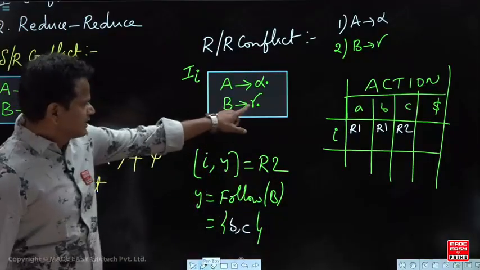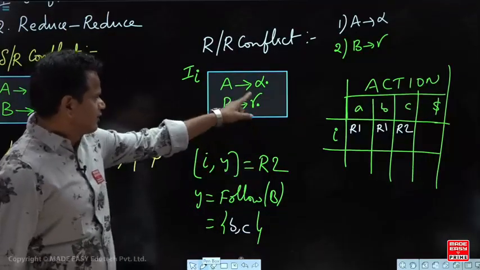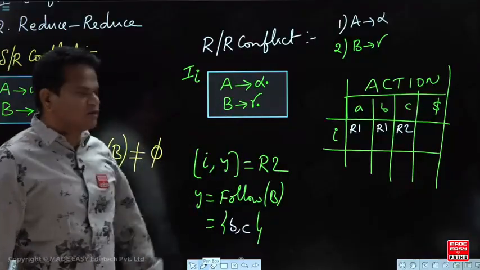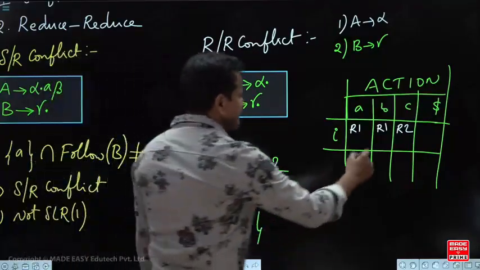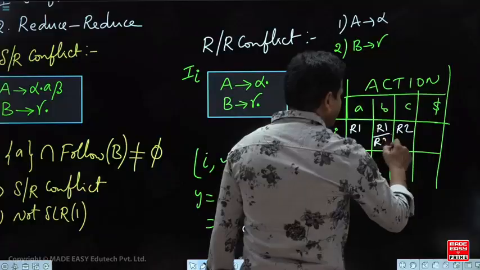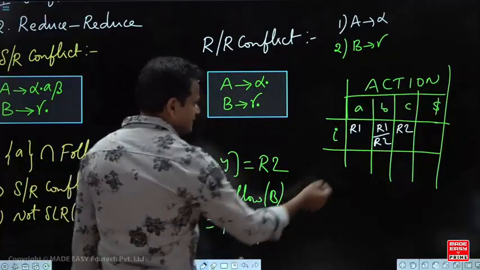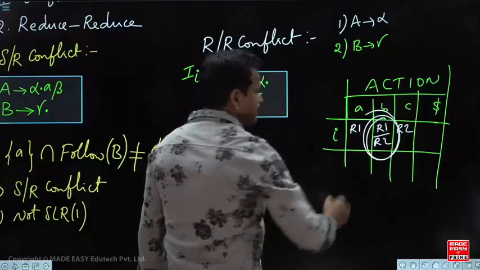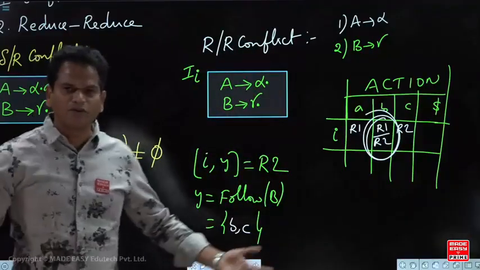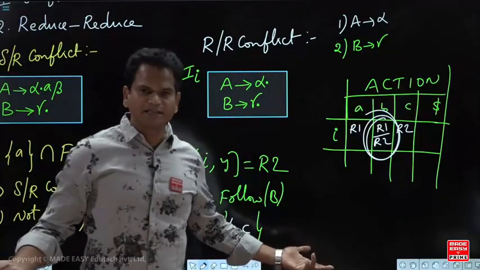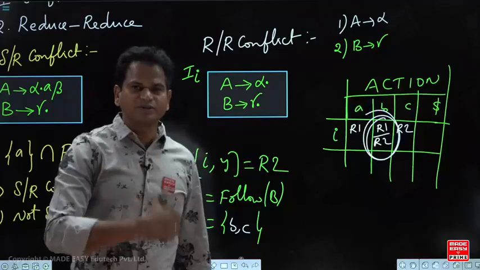Follow of B, it is a final item, so reduce, and Y is follow of B. Suppose follow of B is B and C, meaning in I comma B and I comma C, we must write the reduce. Now look at this. Did we get the reduce and reduce under the same box or not? Of course we got the reduce and reduce in the same box. Why did we get the reduce and reduce?